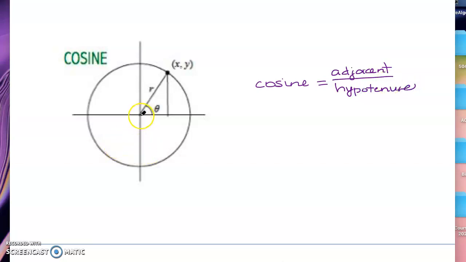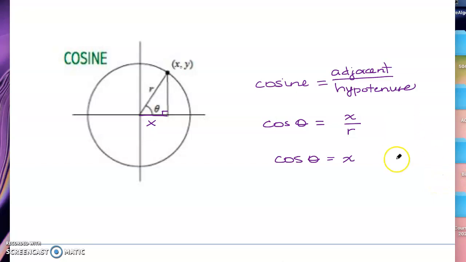So our cosine is going to be our horizontal displacement, which is x, however many units I'm moving to get to that point, over the hypotenuse, which again in that right triangle is equal to the radius. If I make that equal to 1, that means that all of the x values for those ordered pairs on my unit circle are going to be equal to the cosine of theta.